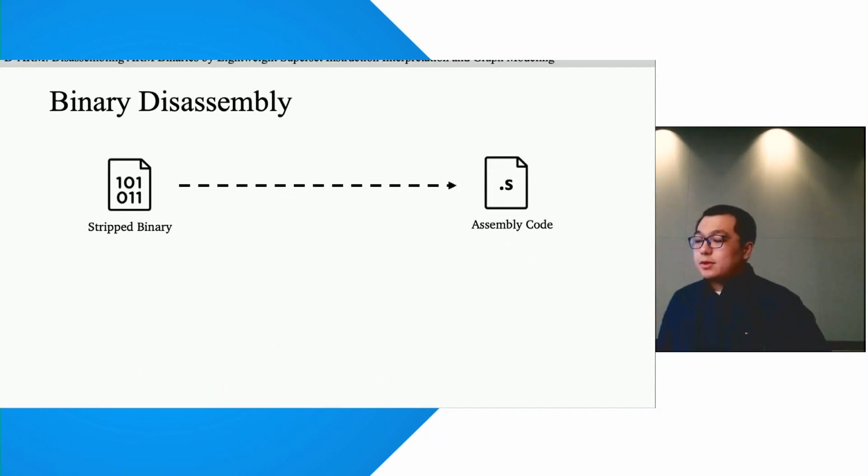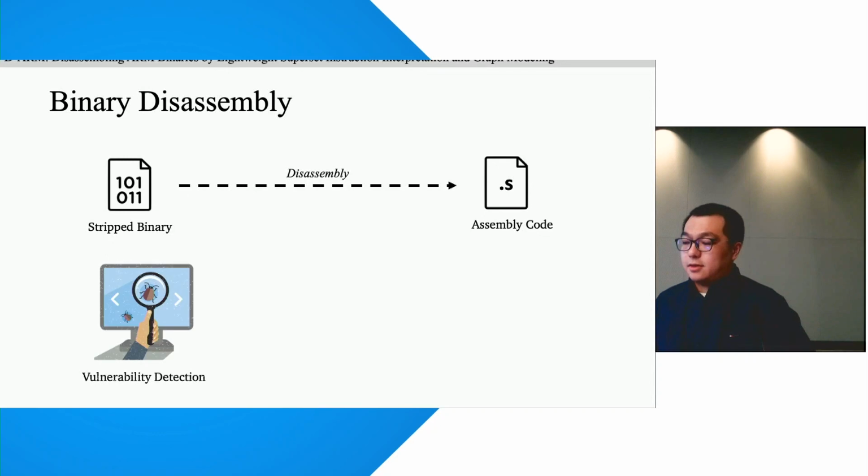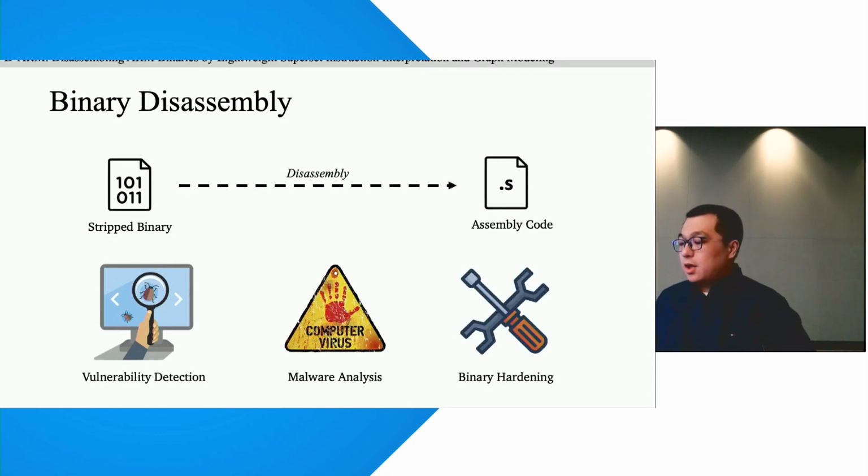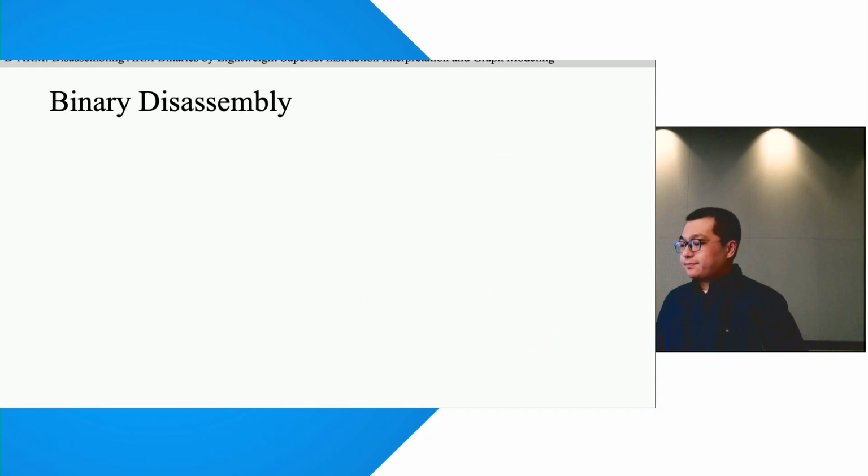So we know that binary disassembly is a critical first step of many binary analysis tasks, such as vulnerability detection, malware analysis, and binary hardening. However, precise disassembly is highly challenging as a lot of information is lost during compilation. Existing disassembly works usually focus on x86 binaries.